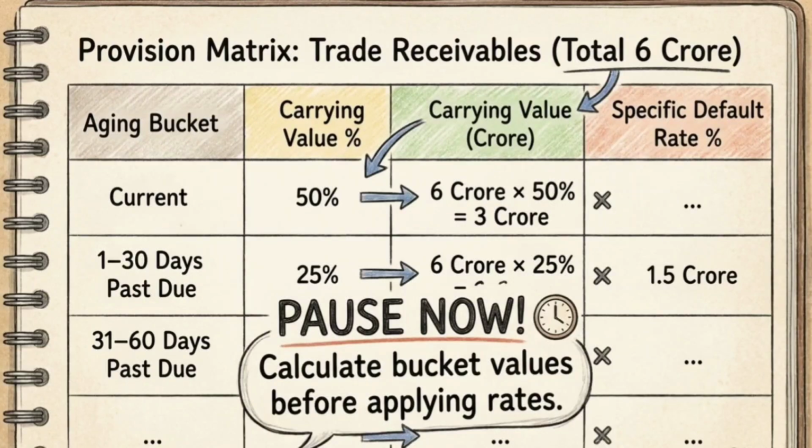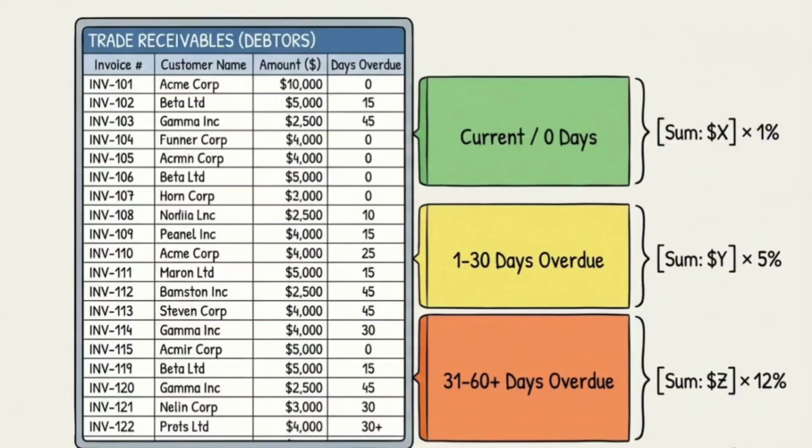To solve this, you must first calculate the amount in each bucket before applying the rates. 50% of 6 crore puts 3 crore into the current category. Only after you have that 3 crore figure do you multiply it by the specific default rate for that age group. Whether you are calculating for one debtor or a matrix of thousands, the logic remains the same. Categorize the debt by age first, then apply the historical loss rates to each group.